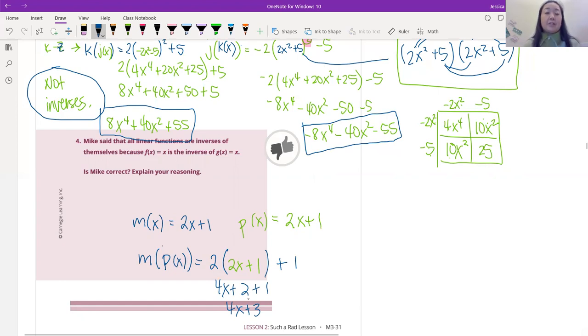This is my counterexample saying, no, Mike, I don't think you're right, because m of x is a linear function and p of x is the same linear function, because you said they're inverses of themselves, right? We're not doing any finding the inverse or anything like that. And we put one inside the other, because if they are inverses, then they should simplify down to be just x, but it didn't. So here's my example to show you why it's not. That's what I would say.